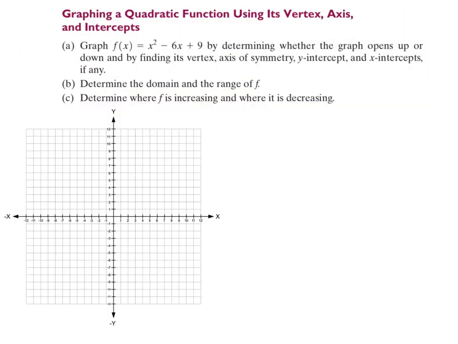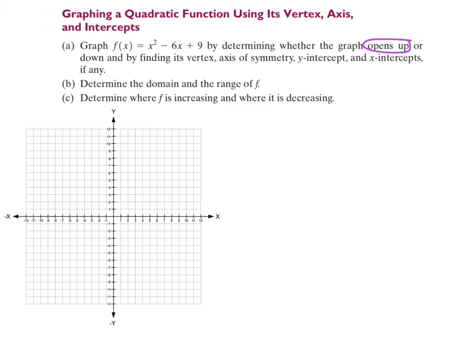Let's work on this example. It's got many, many parts to it, but I believe in us. So let's take this quadratic, x squared minus 6x plus 9, and let's figure out all these things. First, let's determine if it opens up or down. Well, let's find my a value that's in front of the x squared. If it has no number there, y'all know it means 1. It's positive. So this function is going to open up.